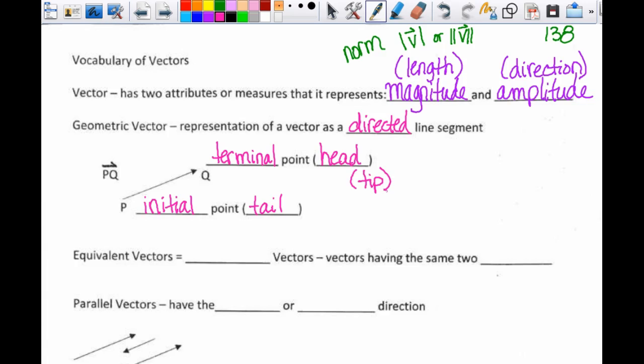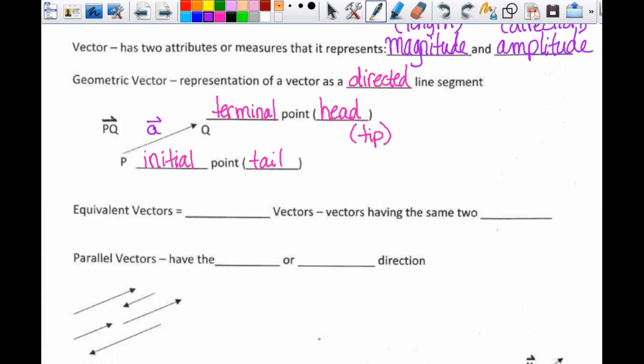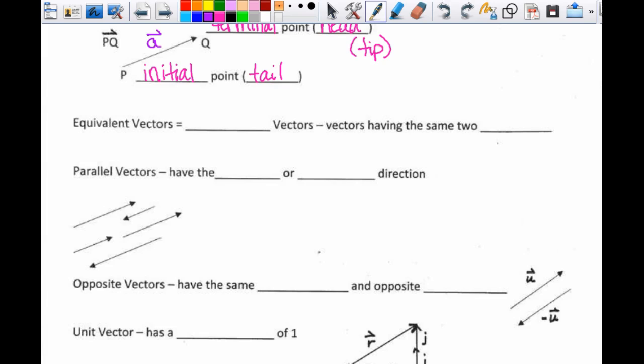All right. And instead of having points here, I could call this vector A also, right? And it could float right there. You probably see it more with the points geometrically, but when you're just talking about vectors doing general things, it may be the lowercase letter there. Okay, so equivalent vectors are congruent vectors that have the same two attributes. That should make sense, right? That's what congruent means.